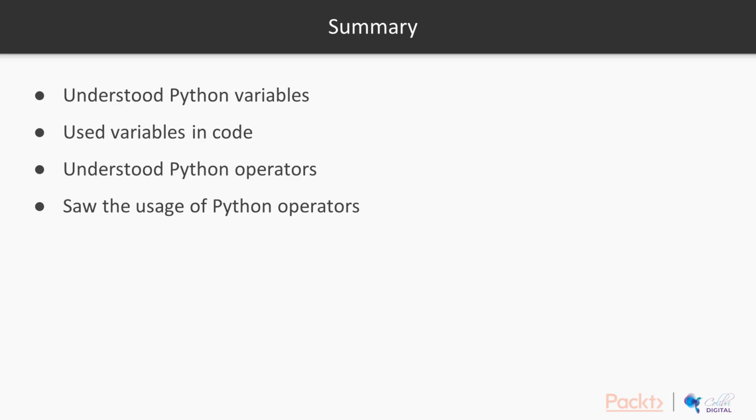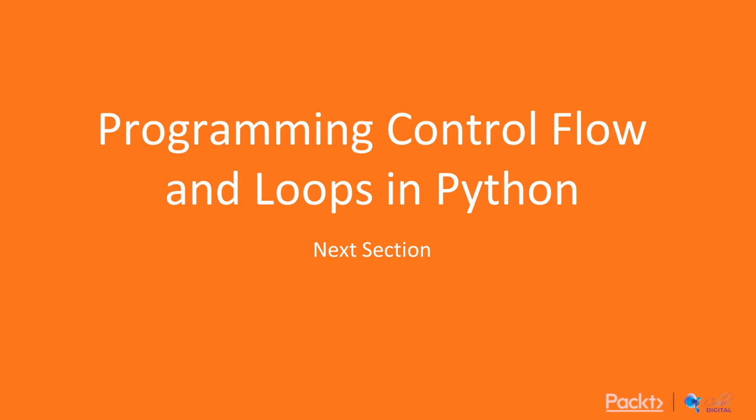In this section, we talked about 4 things. We talked about understanding Python variables. We then talked about and showed you how we can use variables in code. We then talked about understanding Python operators and the usage of Python operators.